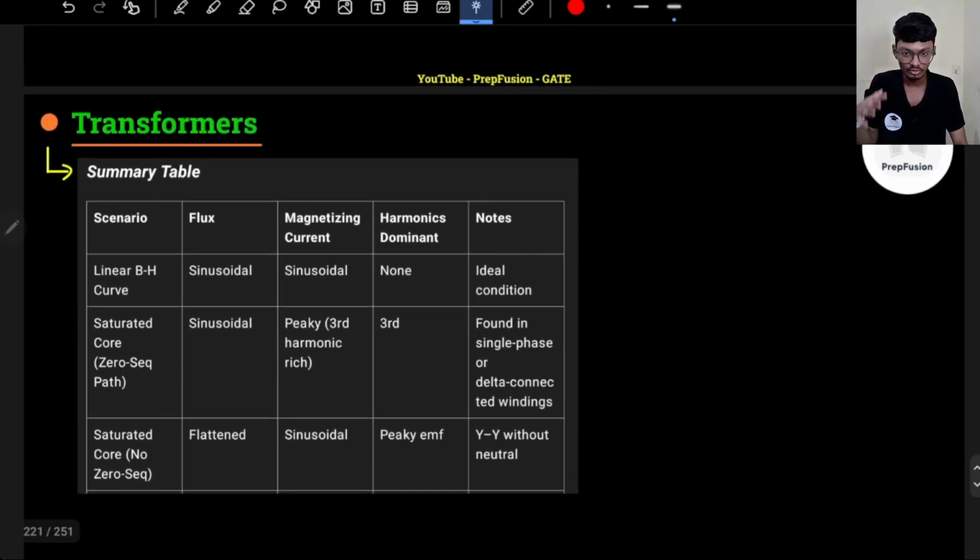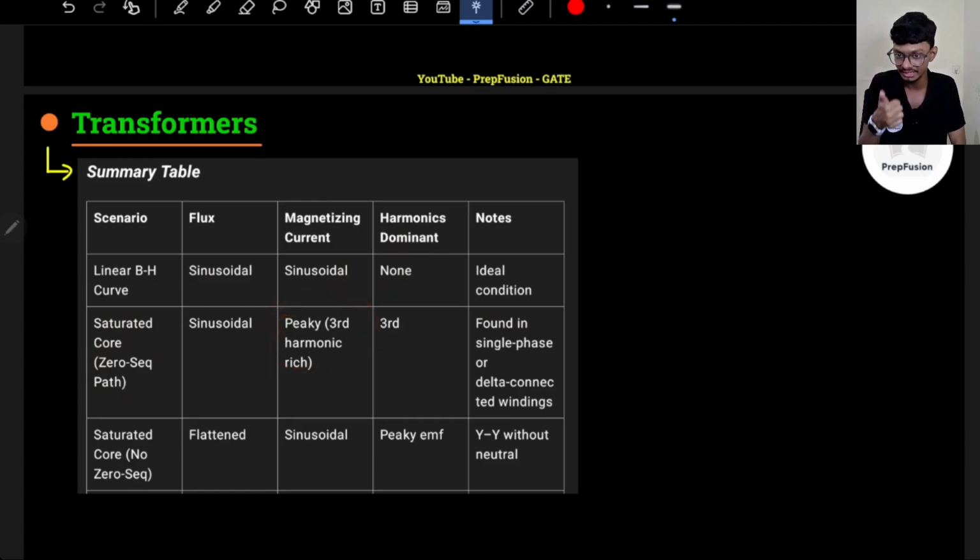Summary of whatever we have learned till now: for a linear BH curve, if the flux is sinusoidal, the magnetizing current also will be sinusoidal. There will not be any harmonics. It will be a totally ideal condition, but of course we don't live in an ideal life. So if the core is saturated and the flux is sinusoidal, then the magnetizing current will have zero sequence components, that is third harmonic components.